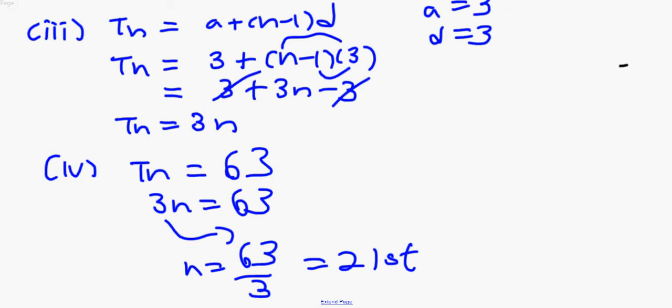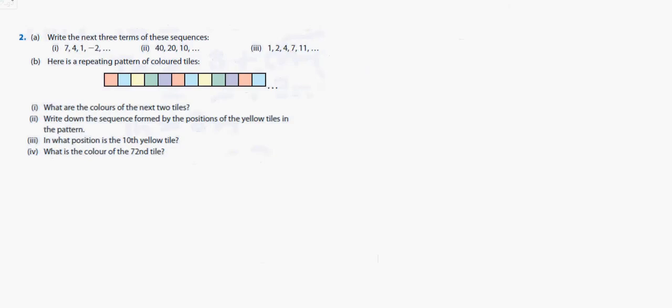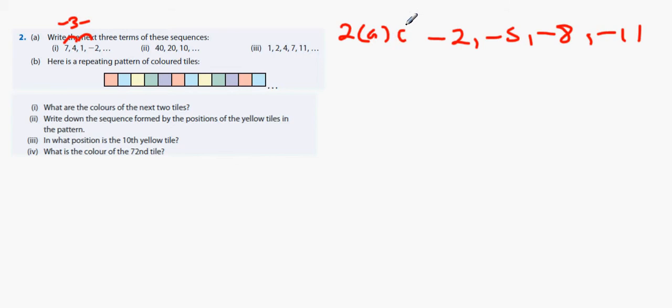Next question. Write down the next 3 terms of the sequence. So this one is going down by 3 every time. Minus 3, so it's going to be minus 2, minus 5, minus 8, minus 11. So that's 2a part 1. 2a part 2. Going down by 10 each time. So we're next going to have 0, minus 10, minus 20.